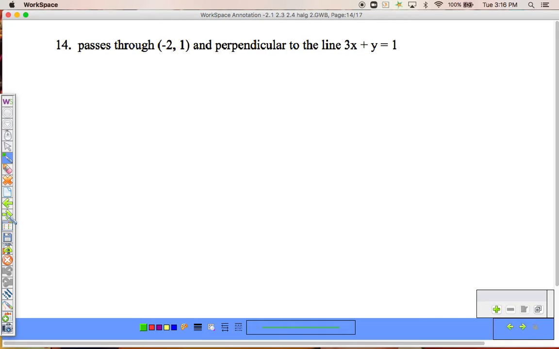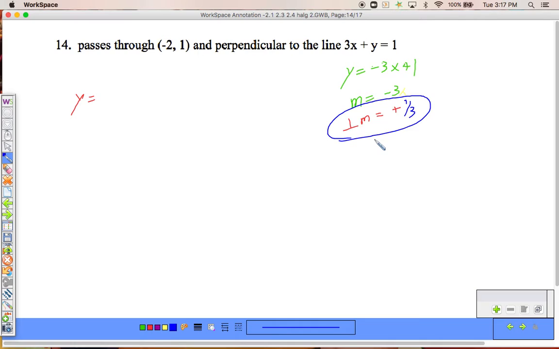All right, the next one passes through the point (-2, 1) and is perpendicular to the line 3x plus y equals 1. So the first thing we're going to do, I'm going to find the slope of the line they gave me. But my answer needs to be the perpendicular slope. And the slope that's perpendicular to -3 is its negative reciprocal. So it's going to be positive. Let me make it a fraction. So the slope I'm going to use is a positive 1/3.